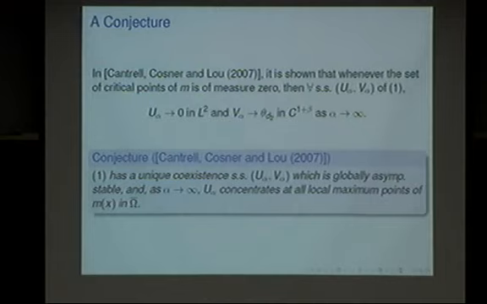Anyway, they also made a conjecture. The conjecture was the following. This conjecture is about the shape of the U alpha, V alpha. They conjecture that the system has a unique coexistence steady state U alpha, V alpha, which is globally asymptotically stable. So they conjecture it's unique because we have the existence already. They conjecture it's unique and it's globally asymptotically stable. Moreover, U alpha will concentrate at all local maximum points of m(x) in omega bar, in the closure of omega. So this is a conjecture on the shape of U alpha. Well, V alpha, we know that already. V alpha goes to theta D2. No conjecture is necessary, of course. All right.